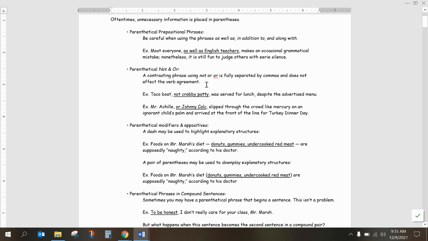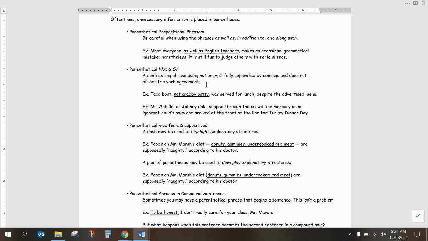Same thing happens with the word or. When we use the word or, not to give two separate individual items, but to rename the original item, almost like creating an appositive, we put commas on both sides. So if I said, Mr. Achille, or Johnny Calc, slipped through the crowd like mercury on an ignorant child's palm and arrived at the front of the line for turkey dinner day. Well, Johnny Calc and Mr. Achille are the same thing. So if I took the commas out, it sounds like there's two different people I could choose, Mr. Achille or Johnny Calc. But if they're the same thing, I am now creating an appositive, but I want to make sure I put commas on both sides of the or phrase.